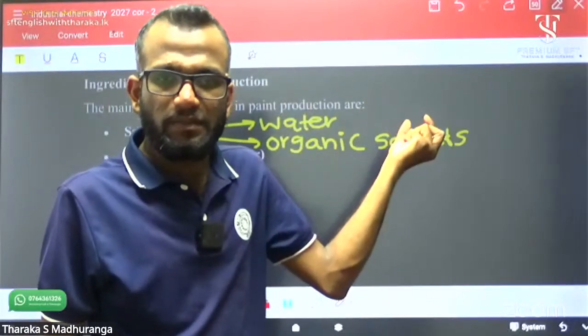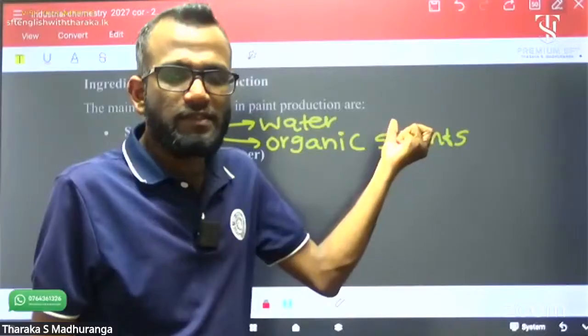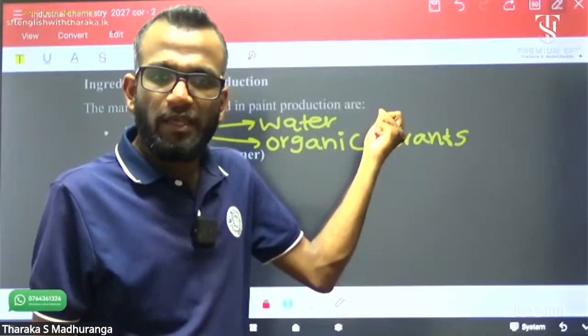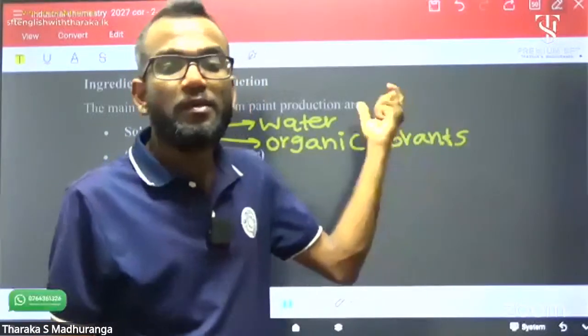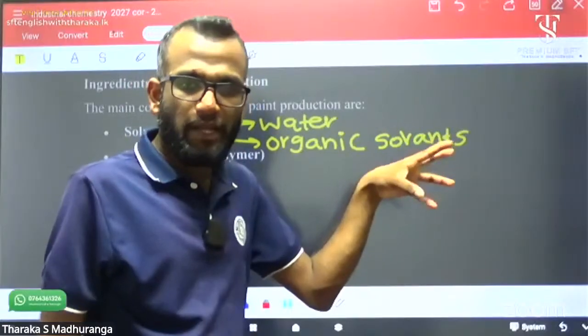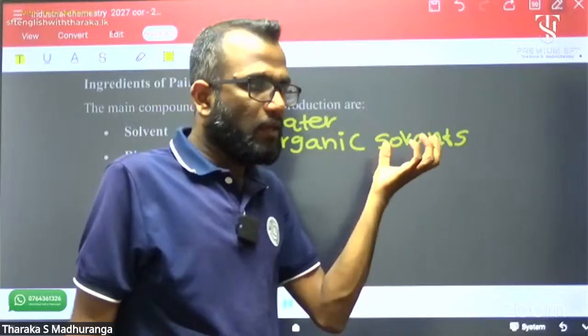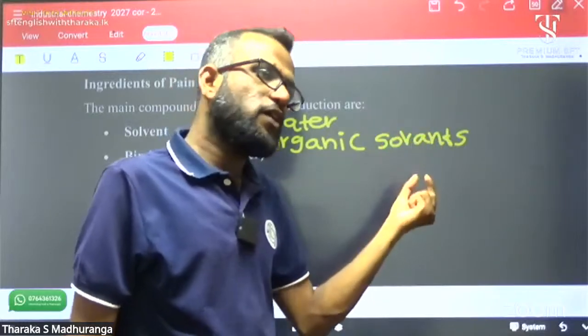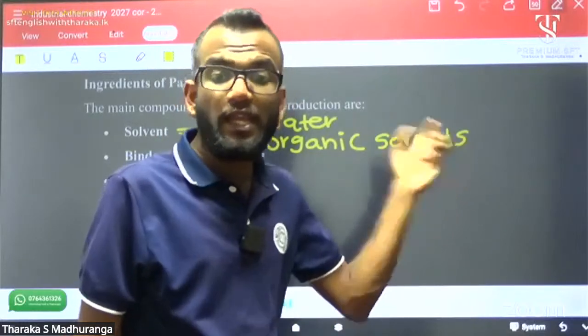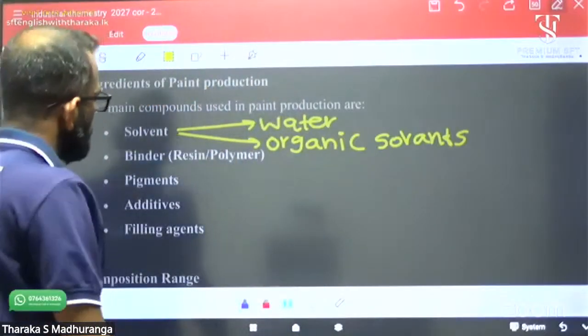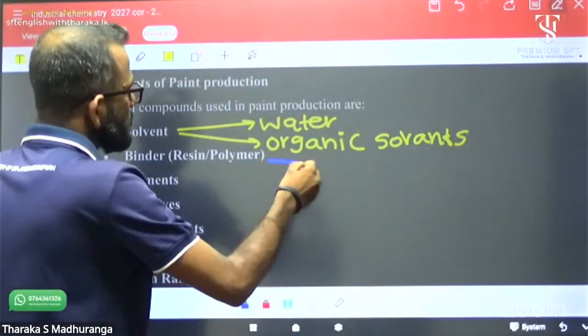If you use water as the solvent, we call it by a special name: emulsion paint. I will explain later. If we use an organic solvent like benzene, ether, carbon tetrachloride, we call it enamel paint. Enamel paints.